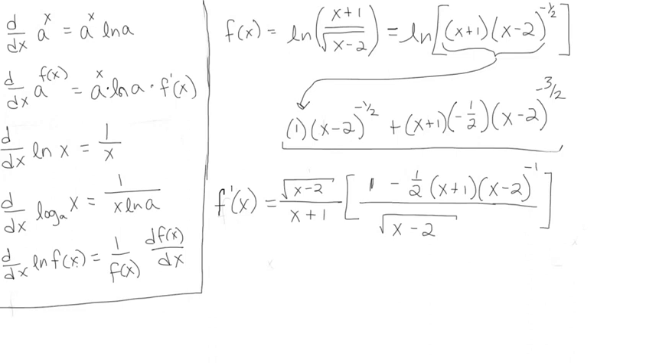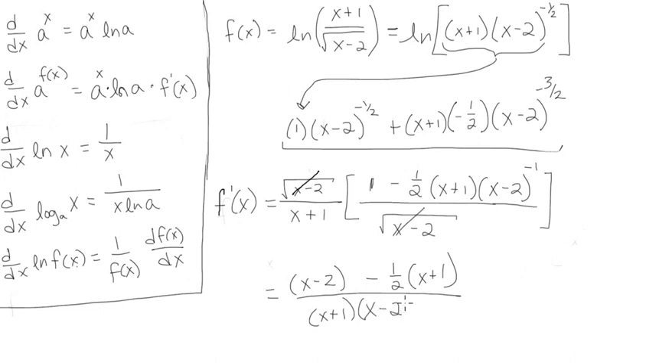There are a lot of similar terms here, so I need to keep simplifying. Notice that my square roots of x minus 2 cancel one another out. I also notice that I have this obnoxious (x minus 2) to the negative 1 term, and I want to bring it down into the bottom. So in order to do that, I need to multiply through by x minus 2 with this first term. So I get x minus 2 on the top minus 1/2 times (x plus 1) over (x plus 1) times (x minus 2).